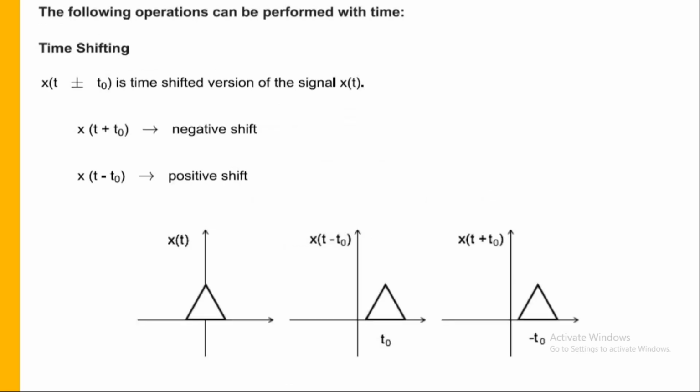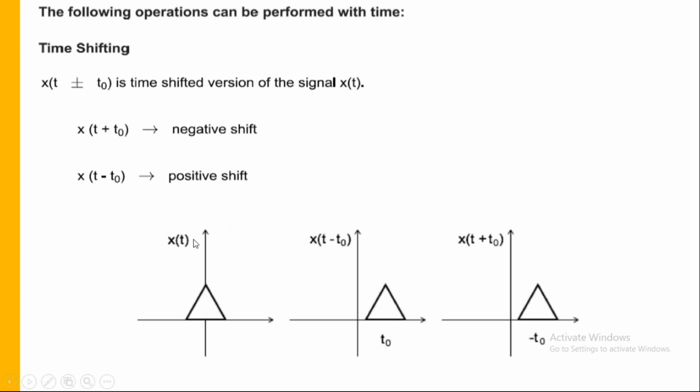Then we have the next part. Now observe it. So far we observed the amplitude part. Now I'm going to discuss the time part. When we discuss the time part, I'm going to use the term known as time shifting. So here I have a signal x of t.